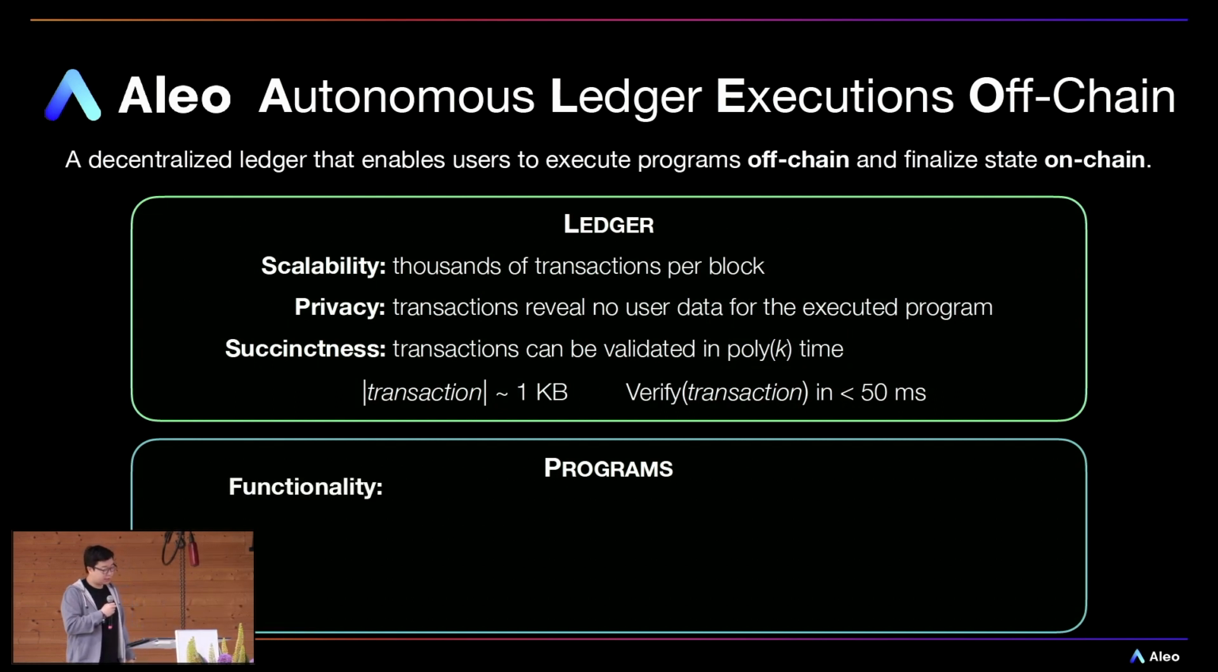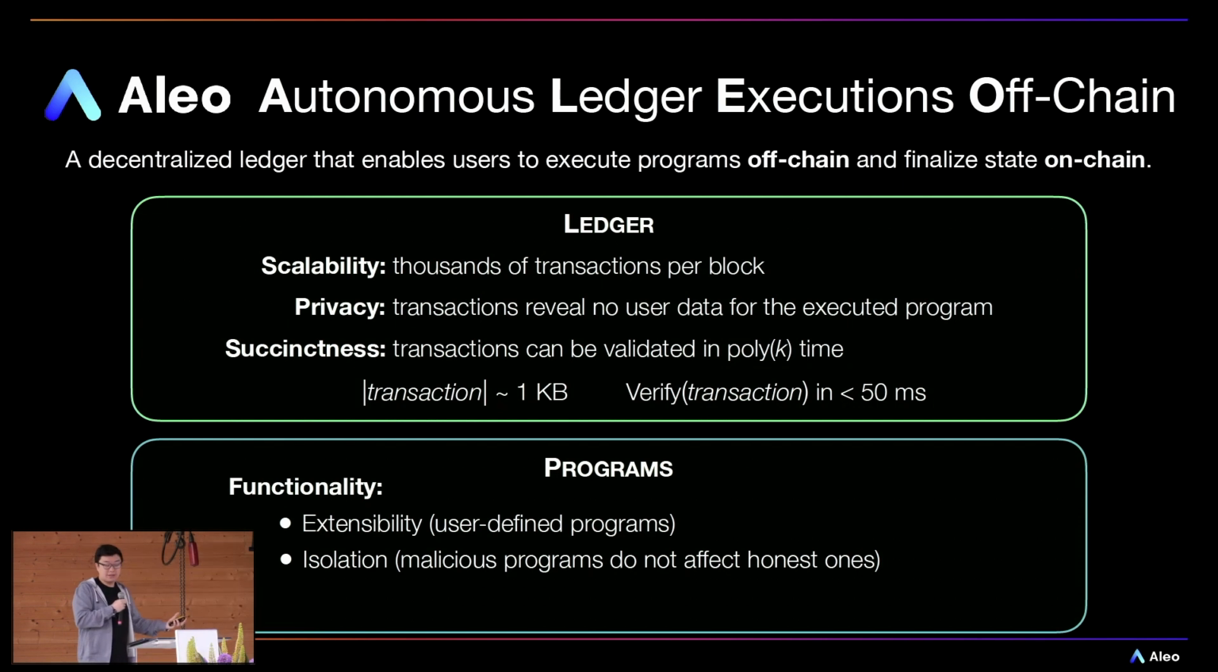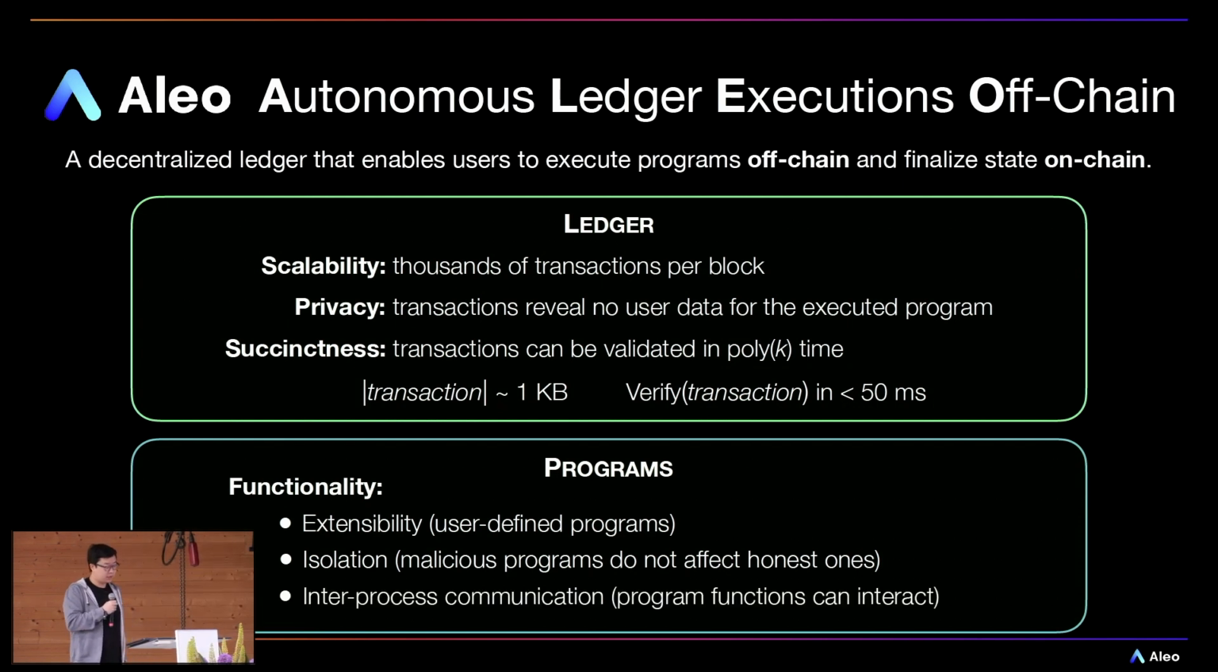And so our programs also provide us with several properties. The first is, in terms of functionality, we enable arbitrary user-defined programs, while isolating malicious programs from honest ones, and we enable program functions to communicate with one another in a secure manner. So to see how we arrived at this design, let's start by analyzing this popular framework called the account model.